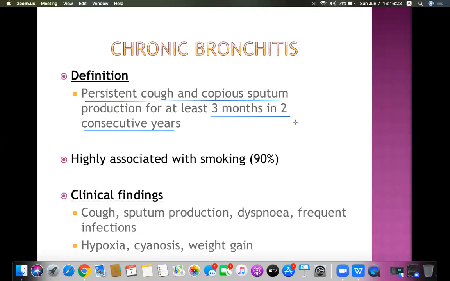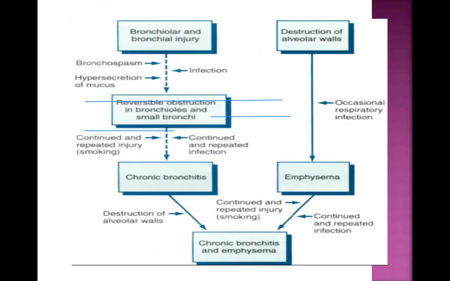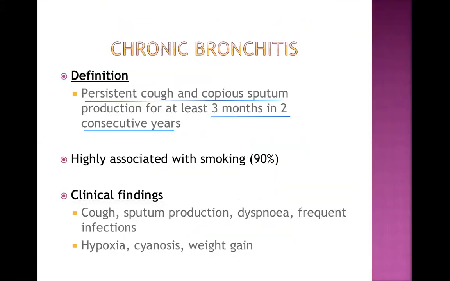3 months in 1 year, and if that continues for 2 consecutive years, the diagnosis of chronic bronchitis is made. Now see here, it is highly associated with smoking. Almost 90% of the cases of chronic bronchitis are because of smoking. So we must take the history of smoking all the time if we are thinking about COPD.